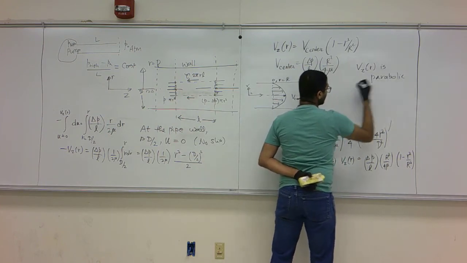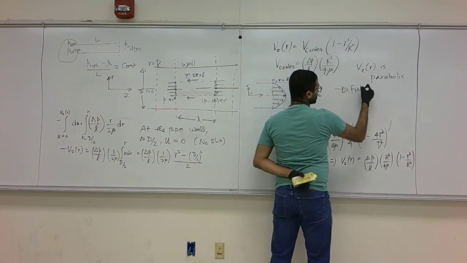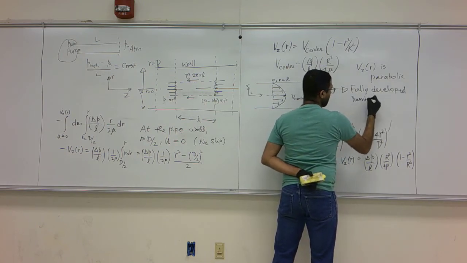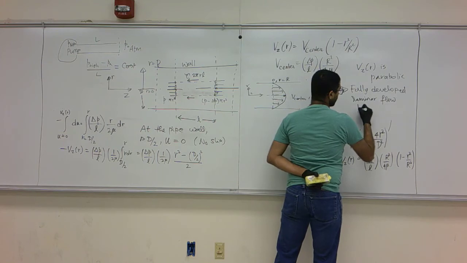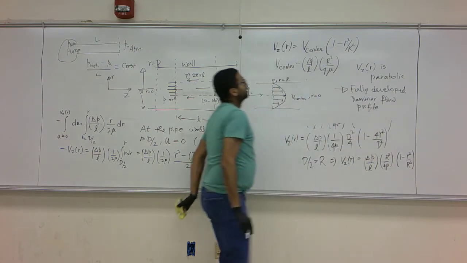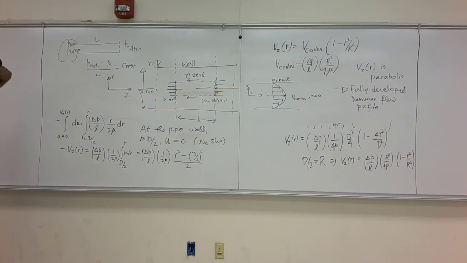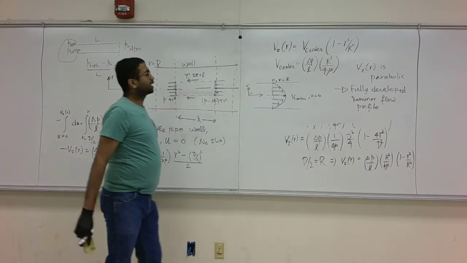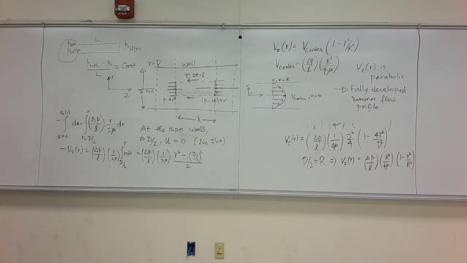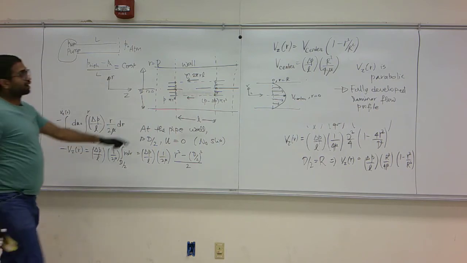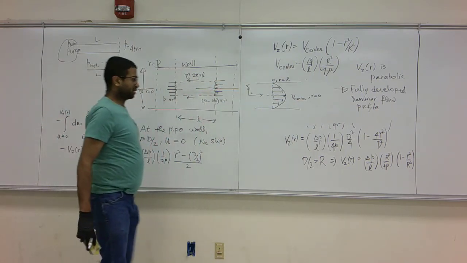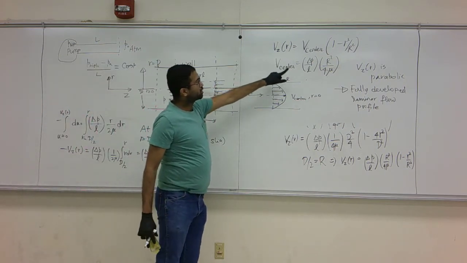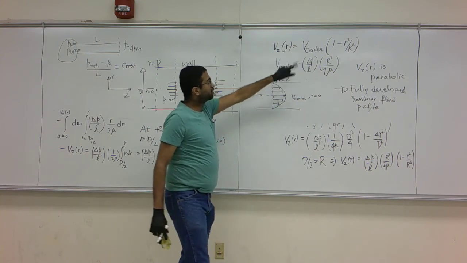So we always refer to the parabolic velocity profile as the fully developed laminar flow profile. Our objective was to use the pressure drop to calculate the velocity profile as a function of the radius. Our other objective was to calculate the relationship between pressure drop and the remaining flow parameters.